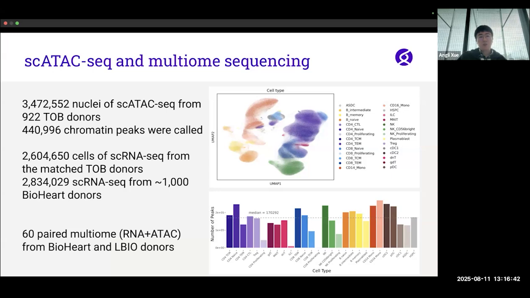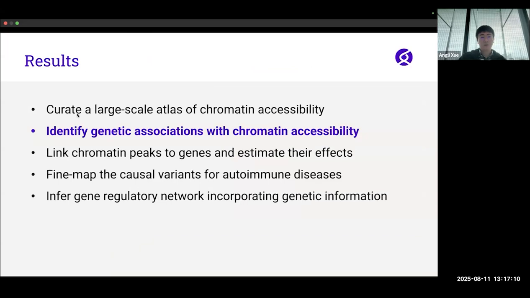At the same time, because we also process the single cell RNA data, we can map the same donors with their RNA. But I want to emphasize that this is unpaired multiome. So the RNA and the ATAC, although they are measured for the same donors, are from different cells. We also process around 60 paired multiome samples from different cohorts, and we will use this ATAC-seq data as a replication cohort to validate the findings we identify from the main cohort.